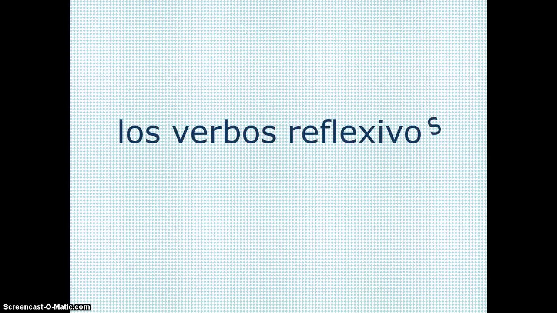All right, chicos, our topic for today is los verbos reflexivos, or reflexive verbs. Now, English and Spanish are pretty different when it comes to reflexive verbs. Make sure that you're filling out your notes as we go through this. All right, so your first question.